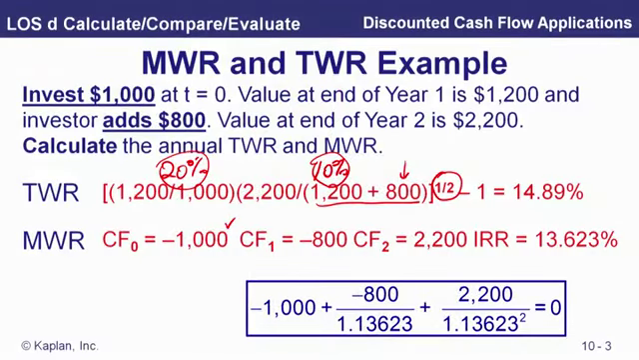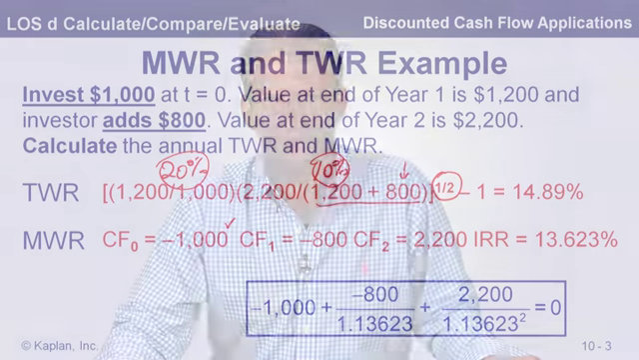So if we use that IRR, just to show you that it is an IRR, if we discounted those two future cash flows at 13.623%, then the present value of those two cash flows is just equal to that initial minus 1,000.